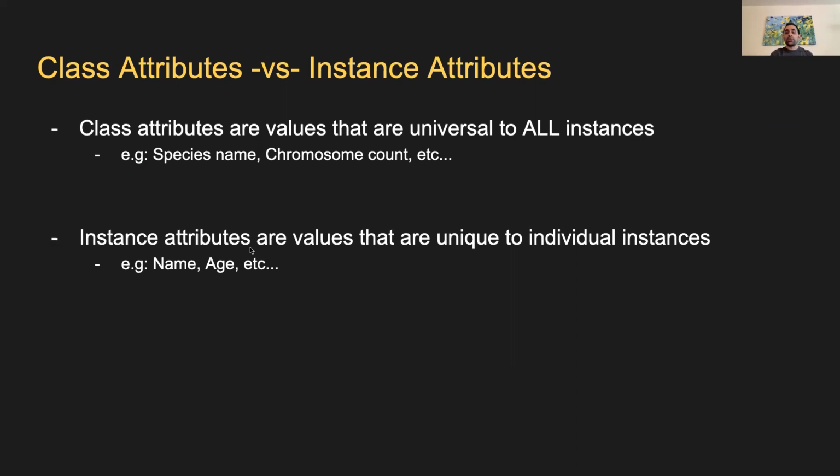However, instance attributes are unique to each instance. So, name, age, etc. Each dog or each human generally will have a different name or age. Again, you can have the same name, but it's not expected. Therefore, that data is unique to each instance.